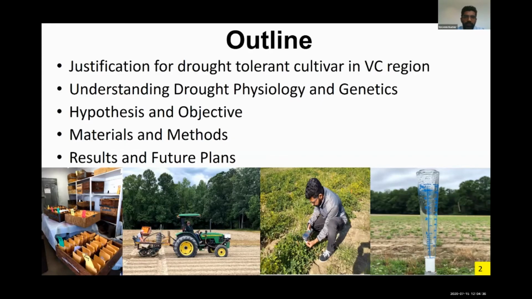Here is the outline for my presentation. Firstly, I want to justify my research work, why we are studying drought in the Virginia-Carolina region. Second part will focus on understanding drought physiology and genetics in our germplasm, with the objectives framed in our study to enhance drought tolerance in Virginia type peanuts, followed by material and methods, results, and future plans.